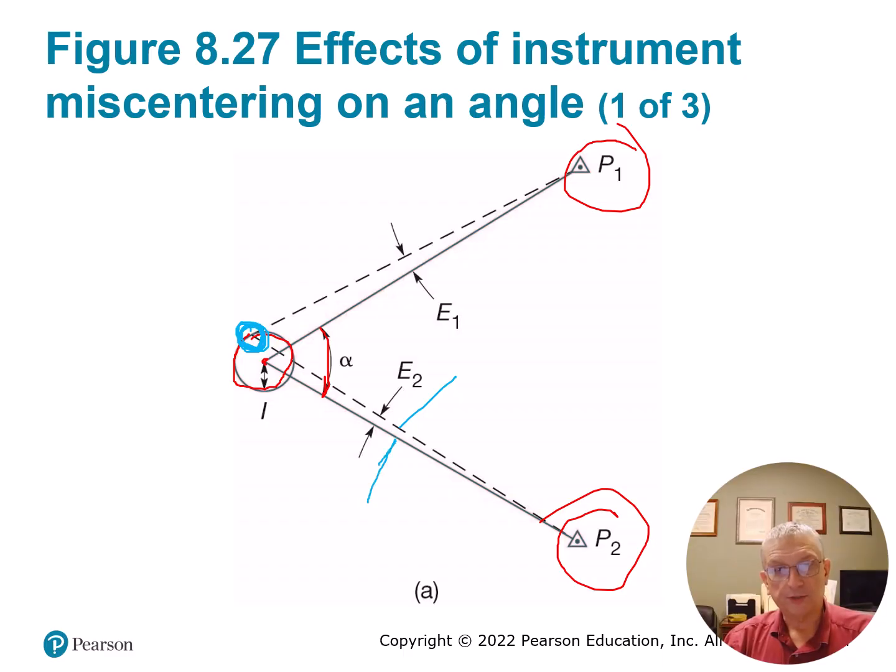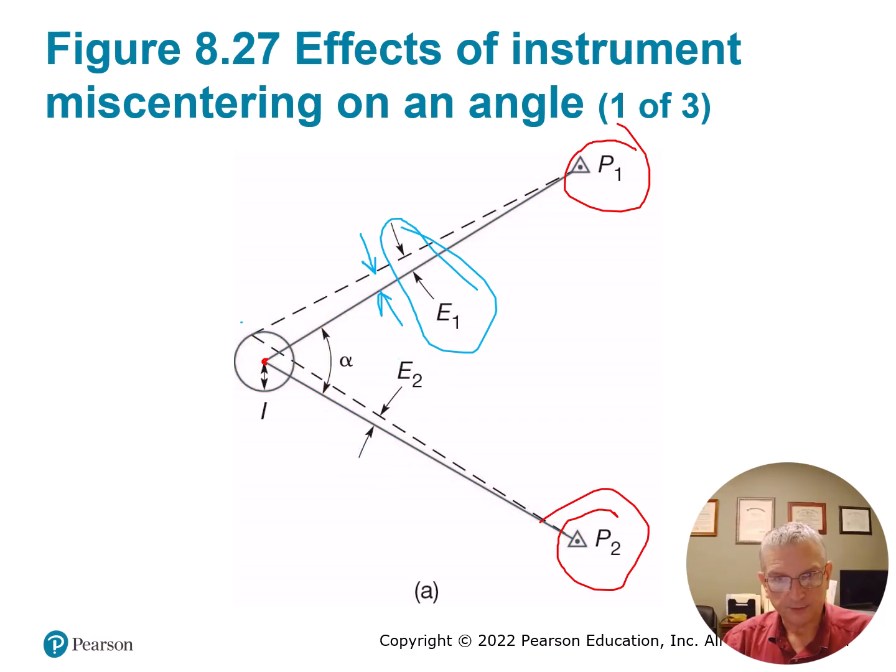Your error for point 2 is going to be this, and your error for point 1 is going to be this. This is exaggerated a little bit for illustration, but notice that error of 2 is less than the error of 1. That means that whatever the difference is between those two, that's how bad out your angle is. Here's something else to think about.